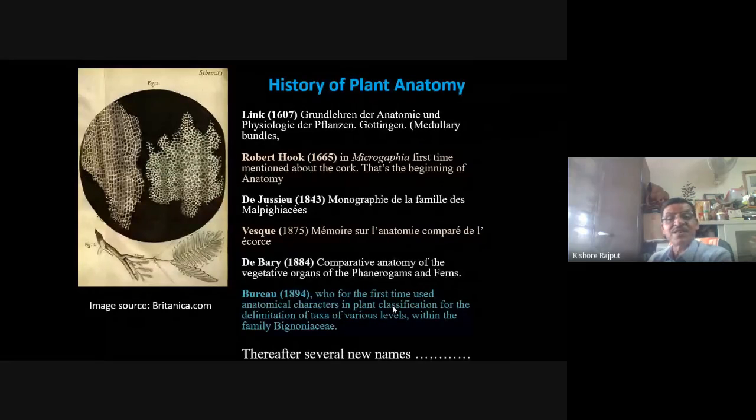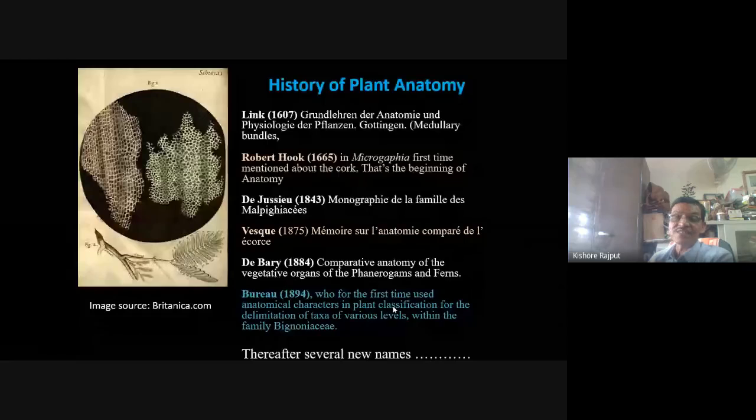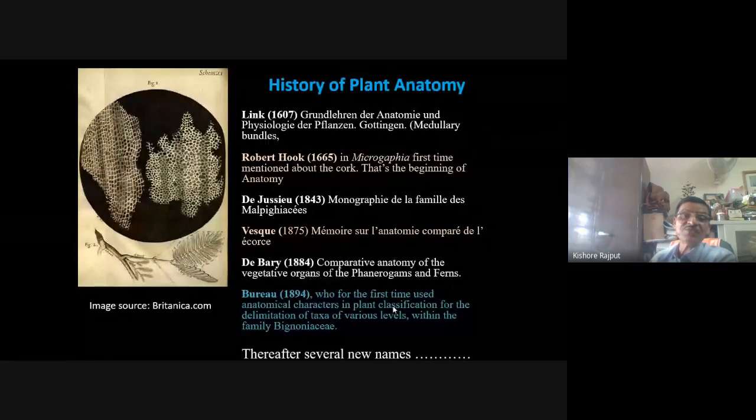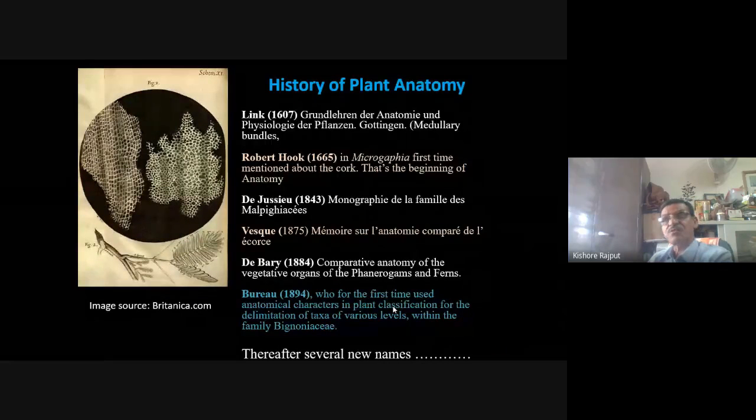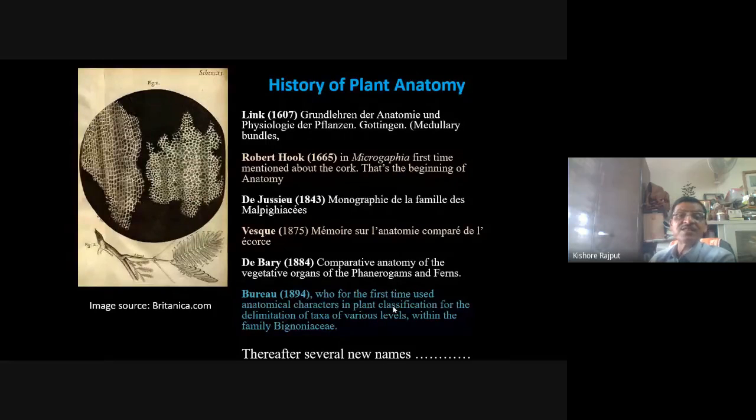Link is the name of the scientist who carried out work in 1607. So definitely the work must have been started around 1580 or 90. And this is the year of the publication, because during that time no photography technique was available.